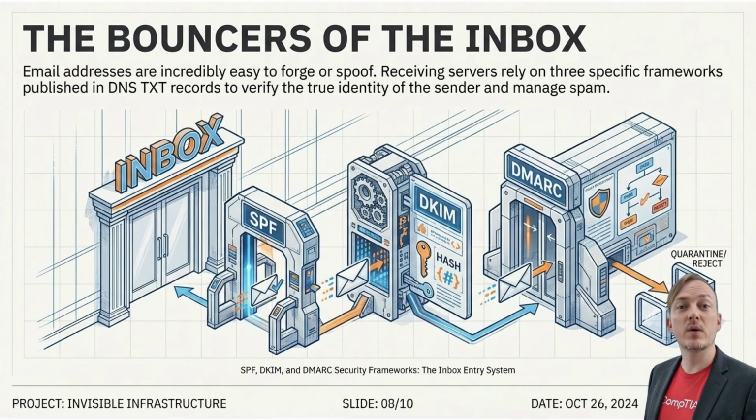Email addresses are incredibly easy to forge or spoof. To protect our users, receiving servers rely on three specific frameworks published in those TXT records to act as the bouncers of the inbox: SPF, DKIM, and DMARC.